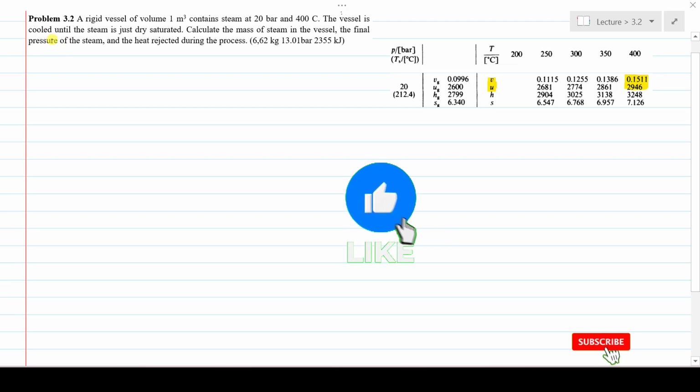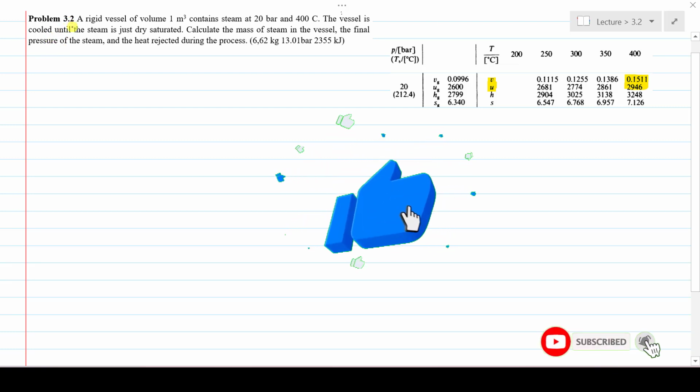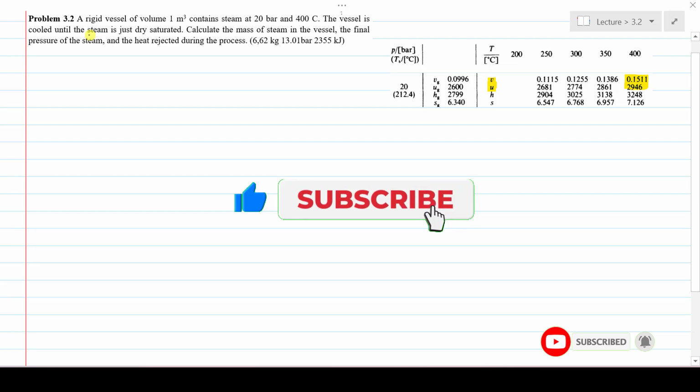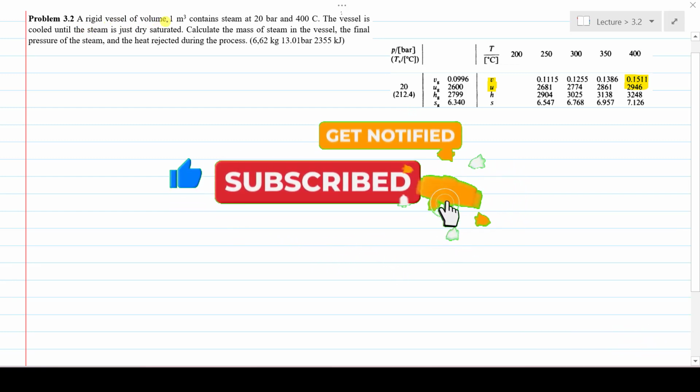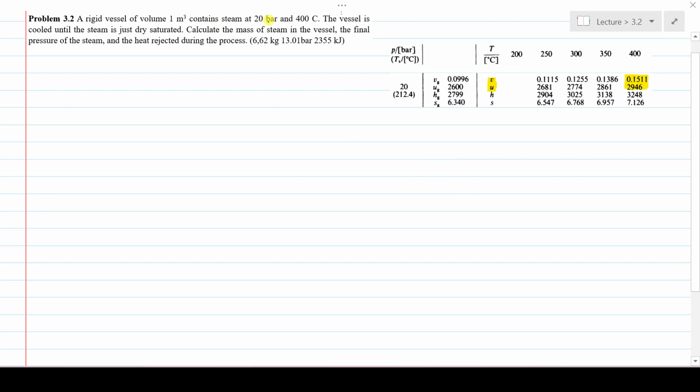Hi everyone, in this video we solve problem 3.2 from the book Applied Thermodynamics, McConkey and Eastop. Here is the statement of problem 2 from chapter 3. A rigid vessel of volume 1 meter cube contains steam at 20 bar and 400 centigrade.